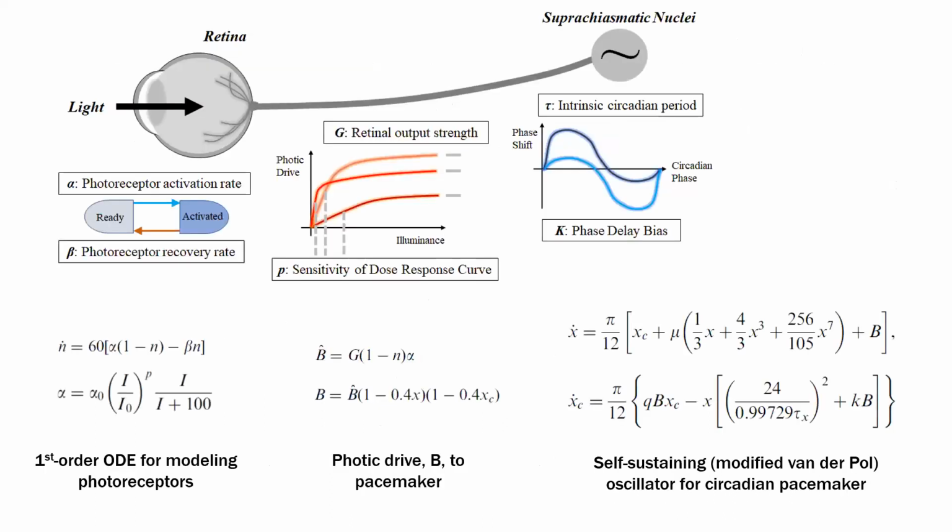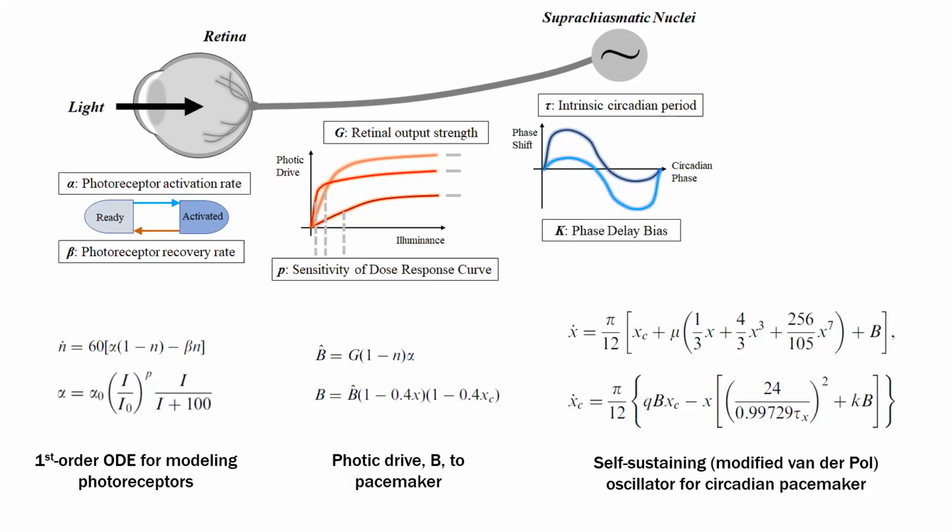Here's my latest attempt. Every talk I give on this model, I try to come up with some different diagram that helps. So these are the different components of the model. Over on the left, there's this very simple model of photoreceptors in the retina, which includes the activation of the photoreceptors and their recovery during darkness. And that's represented by a first order ordinary differential equation with the variable n.